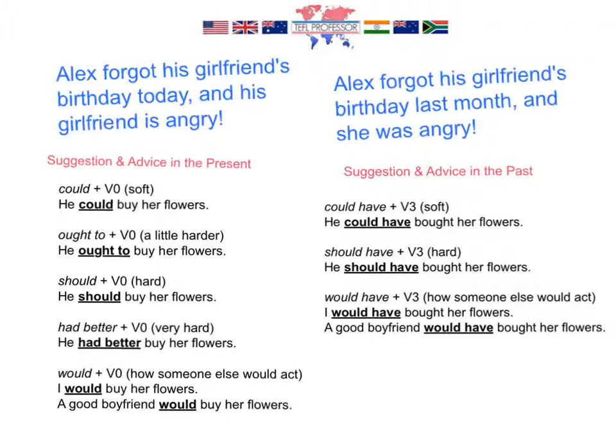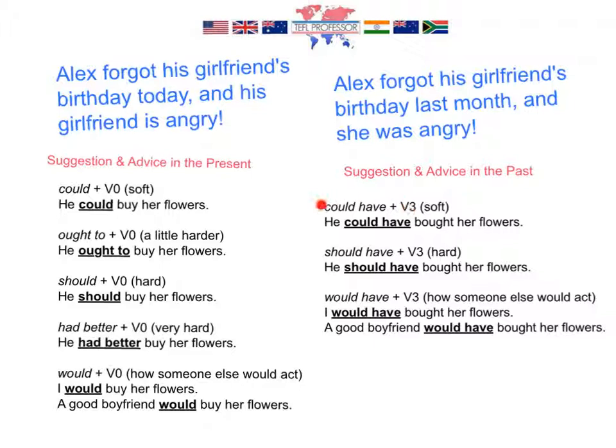Likewise, in the past, it's a little bit different. With almost all past modals, you'll see a couple of things. You'll see basically the have, and then you'll see a verb 3. So, Alex forgot his girlfriend's birthday last month. So this was a while ago. She was angry a while ago. Maybe she's not angry now. But we're talking about suggestions and advice in the past. Something that you would have done in the past, but maybe didn't do.